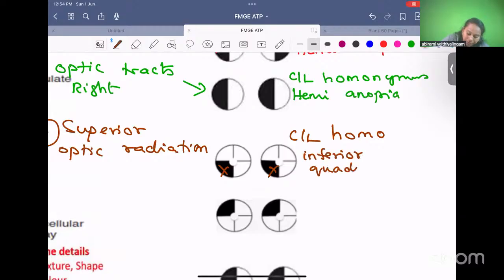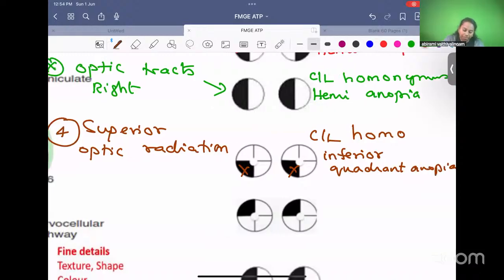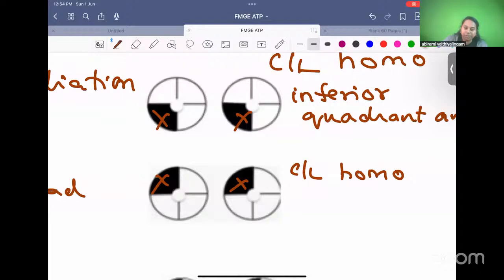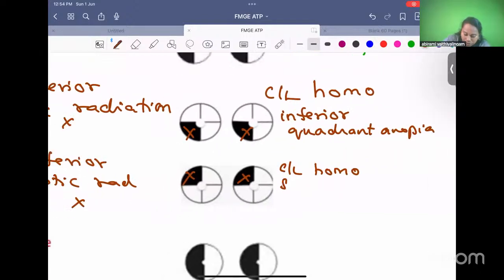Inferior quadrant anopia. Similarly, if the inferior optic radiation is cut, it is contralateral homonymous superior quadrant anopia. You will not see only the superior half. Only one quadrant is not seen. Superior quadrant anopia.